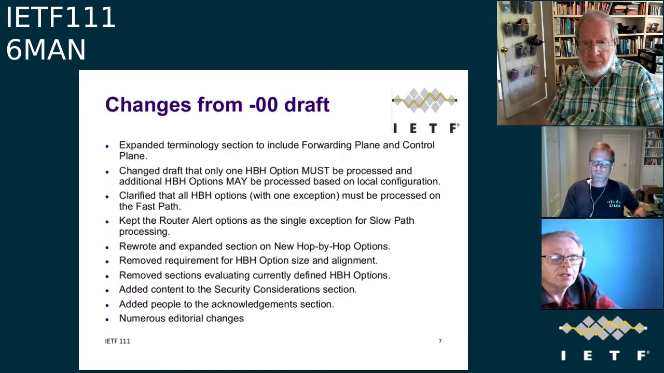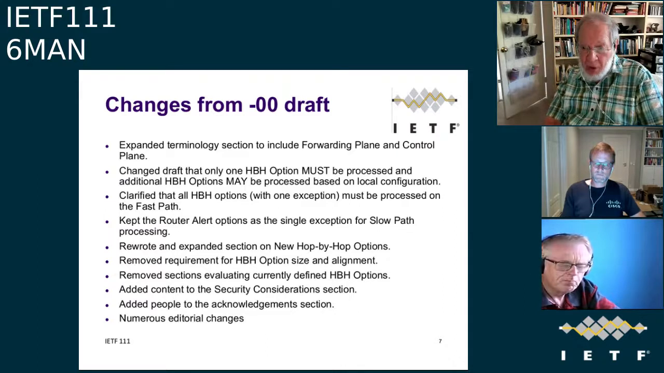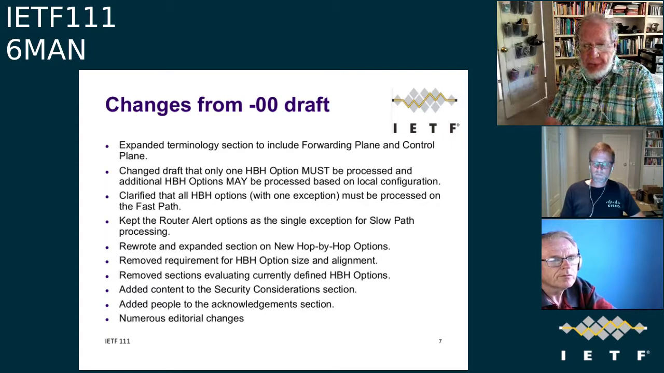What else, Bob, do you want to highlight? Yeah, so the other change we made, and this was all based on feedback we got from the first draft, was that the first draft basically proposed only fast path processing. Nothing goes to the slow path, period. Only one option, just fast path. But there was some pushback or other comments that said having some ability for things like router alert might still be useful. So we changed.